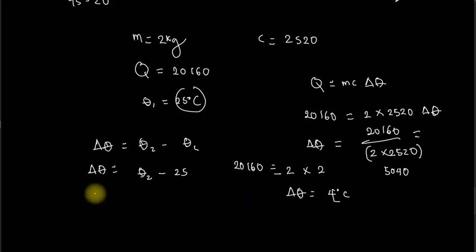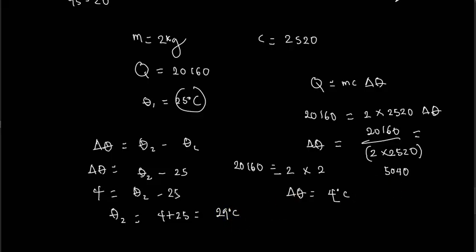So our change in temperature is what? 4 degrees Celsius. So 4 is equal to theta 2 minus 25. Move the minus 25 to the other side. So our final temperature is what? 4 plus 25, which is equal to 29 degrees Celsius.